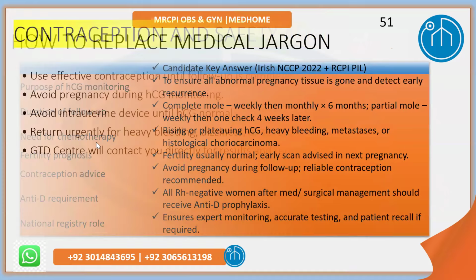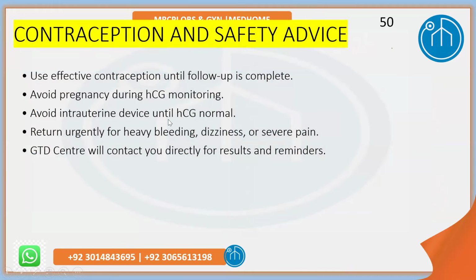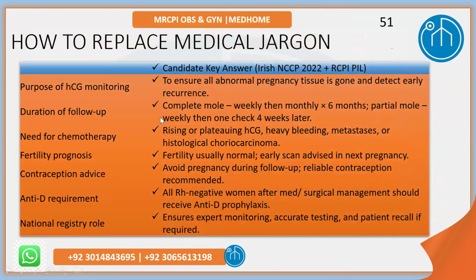Contraception and safety point. Avoid intrauterine device until BhCG is normal. You will give her barrier protection, and you will tell her to avoid pregnancy till the completion of the follow-up in the partial mole. And for the complete mole, if she has chemotherapy, like 1 month, and for complete mole till like 6 months and all that. So fertility prognosis, anti-D requirement.